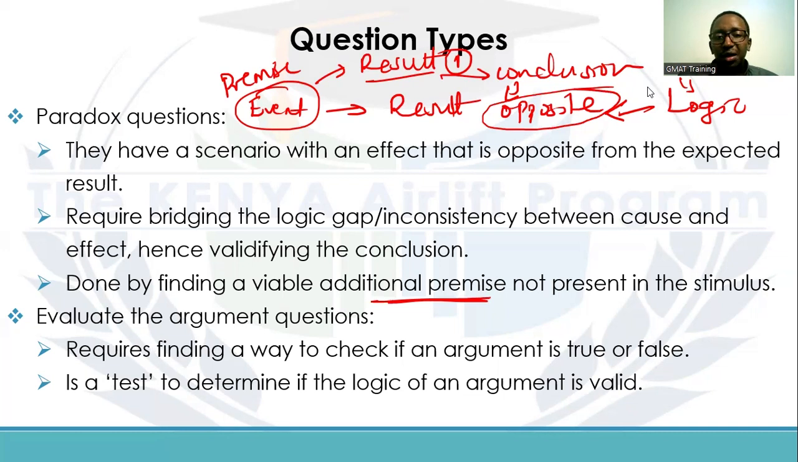So it's a test to determine if the logic of this argument is valid, because for you to have an argument, you have to have a logic behind it. So this test validates the logic or invalidates the logic. So that's evaluate the argument questions. You look for a test or experiment to determine the truth of the conclusion, and hence, of course, the logic behind that conclusion.